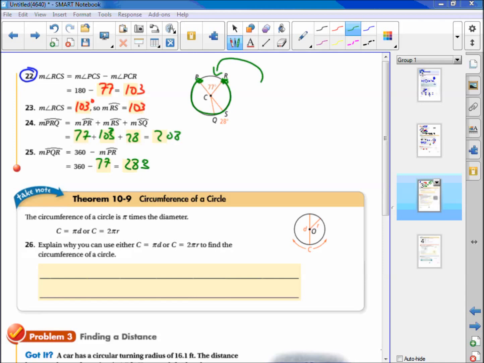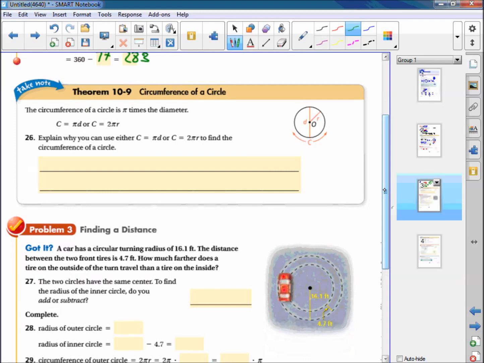All right, theorem 10-9, circumference of a circle. So we've seen this formula for a long time. So the circumference of a circle is pi times the diameter. You could also do 2 pi r because remember 2 radiuses is the diameter. So explain why you can use either pi d or 2 pi r to find the circumference of a circle. And that's really fast. It's just the diameter is equal to 2 radiuses. So it takes the place in either one we want in the formula.